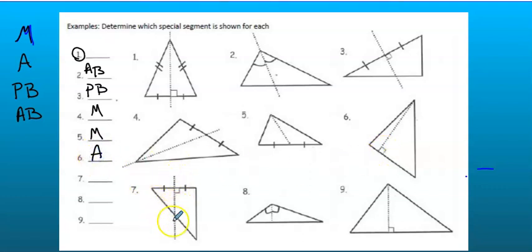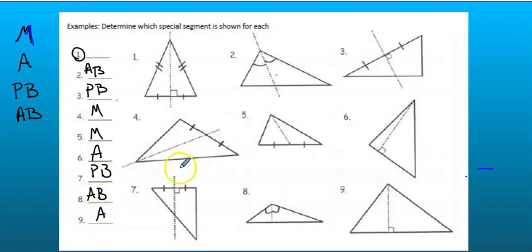Number 7, it doesn't go to the vertex, so we know that that's a perpendicular bisector. Number 8, it marks the angles, and so we know that that is an angle bisector. And number 9, this is an altitude because it goes from the vertex to the opposite side, and it's got the right angle mark, but these are not congruent, so it's an altitude.